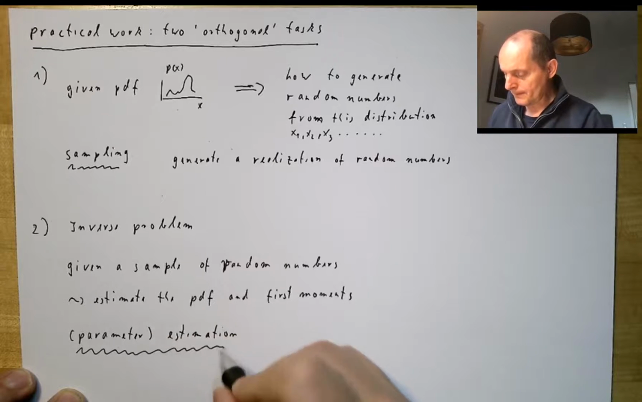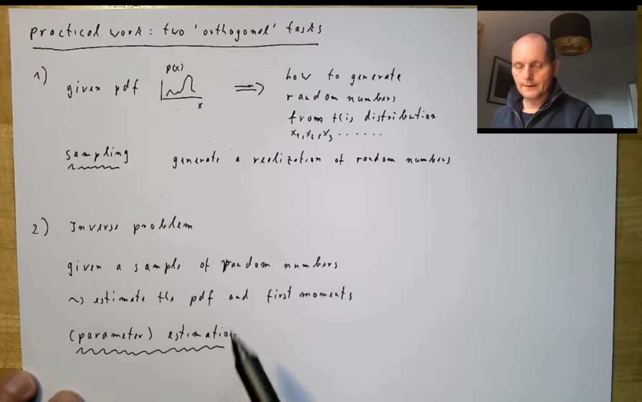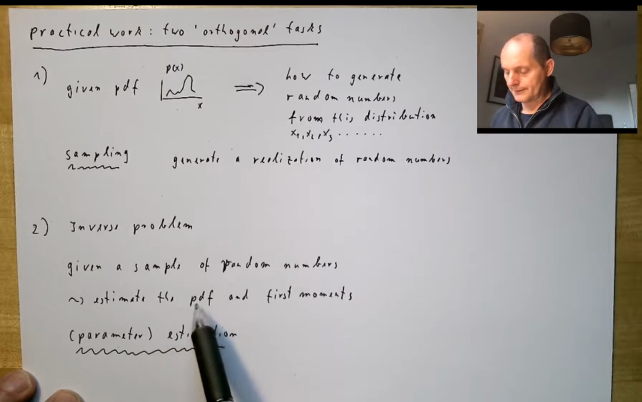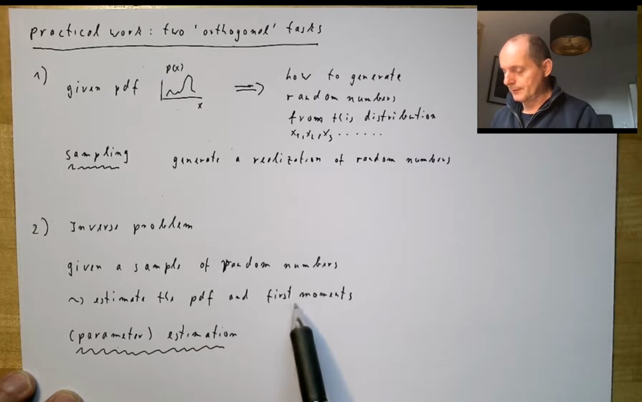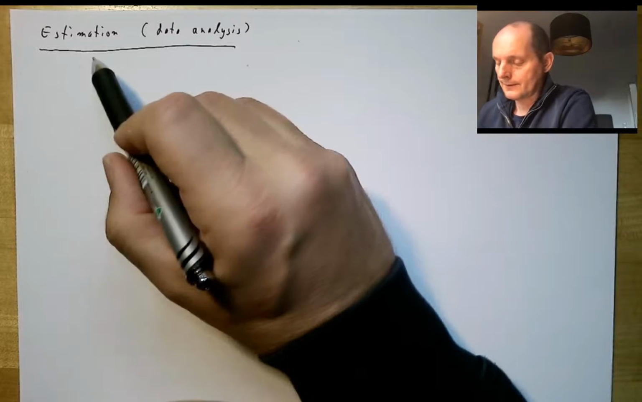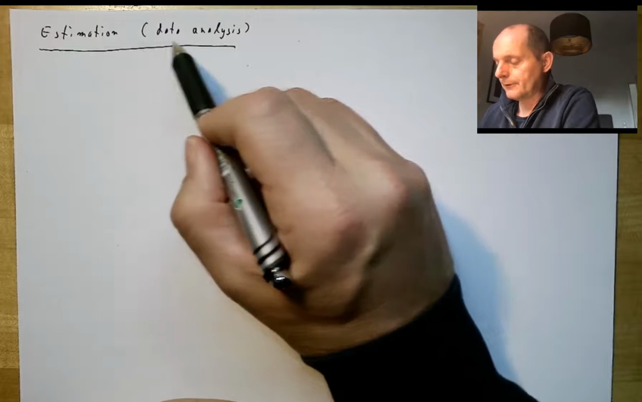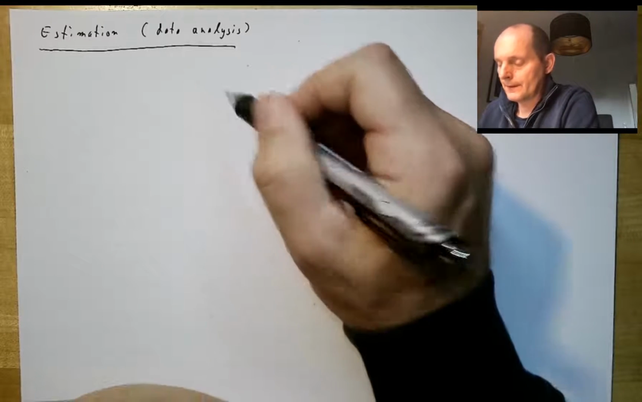So the parameter estimation is the inverse of the sampling. And so either we try directly to estimate the PDF, the distribution, and then I can calculate the moments from the estimated PDF, or we just try to estimate the moments directly. So let's start with the second problem, the estimation. So we enter the field of data analysis.